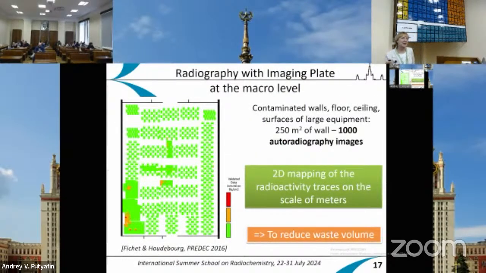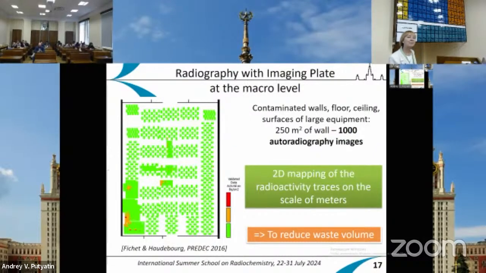And just another example is from the literature. It is very interesting because they use imaging plate radiography for big-scale analysis, on the scale of meters. The problem with radioactively contaminated sites is that some of the buildings are contaminated, and you cannot send the whole building to waste. It is not a good idea. So we have to localize the places that are contaminated.